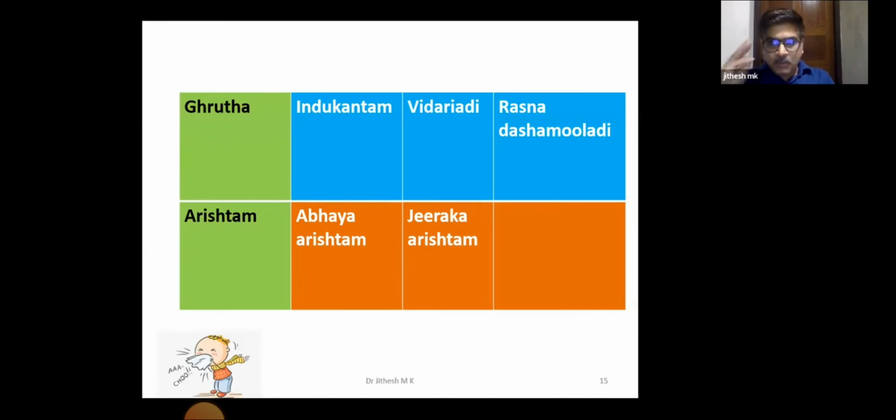Probably you can use three types of medicated ghritas, which I usually use in my practice. One is Indugantham, the second one is Vidaryadi, and the third one is Rasna Dashamuladi. And Arishtam, Abhayarishtam as well as Jirakarishtam.